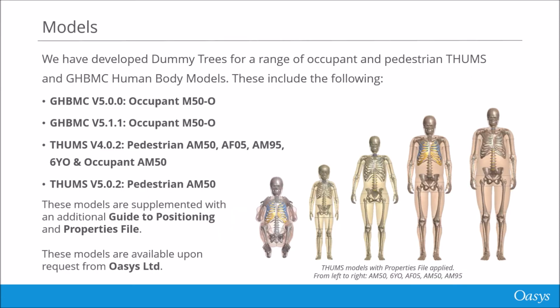So in summary, we've developed dummy trees for a range of occupant and pedestrian dummies and GHBMC human body models. These include the following listed below. These models are supplemented with an additional guide to positioning and a properties file, as I've mentioned. So please let us know if you'd like to try out these dummy trees in your analyses.